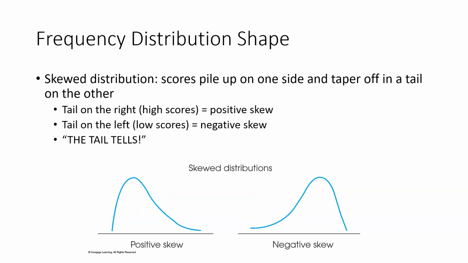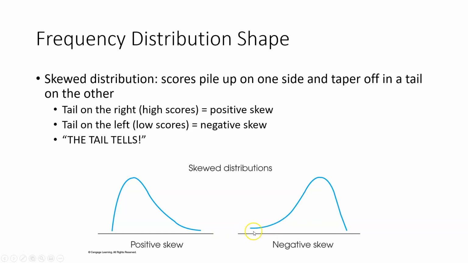There's also this phrase called a skewed distribution that statisticians will use to refer to a distribution where the scores pile up on one side and kind of taper off in a tail on the other. If you have a tail on the right, that means you've got high scores that are positively skewing your data. It's these outliers on the outside that are causing your data to have a skew. If you have a tail on the left over here, then these low scores are skewing your data.